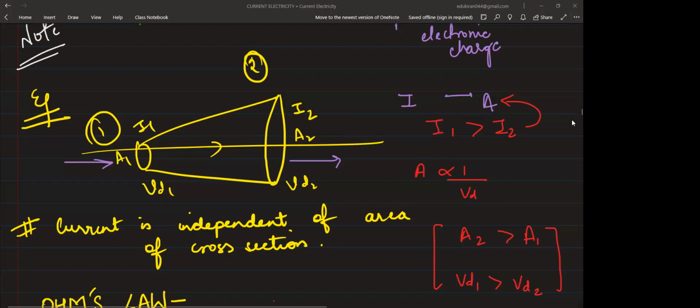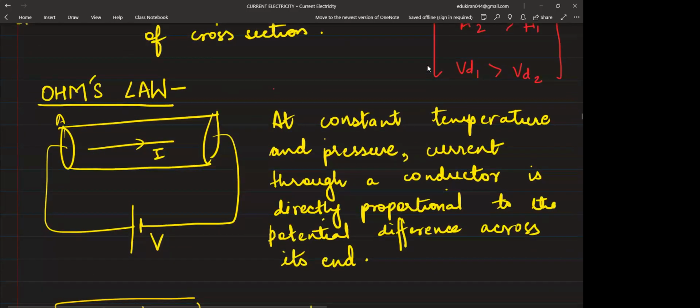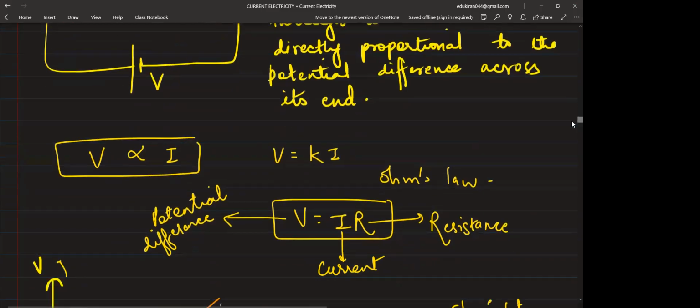Ohm's law says that when the temperature and pressure remain the same, the current through a conductor is directly proportional to the potential difference across it. So at constant temperature and pressure, current is directly proportional to the potential difference. Means you can say V is directly proportional to I, and this constant you replace with the actual constant, which is resistance.